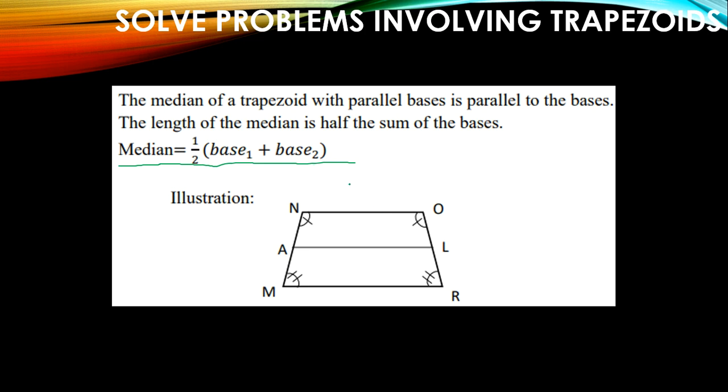Base sub 1 is specifically the upper base, base sub 2 the lower base. But actually you can interchange them. Base sub 1 can be the lower base and base sub 2 the upper base. But mostly base sub 1 is upper, base sub 2 is lower. So this is the illustration of the isosceles trapezoid. So we have the trapezoid NORM with median AL.